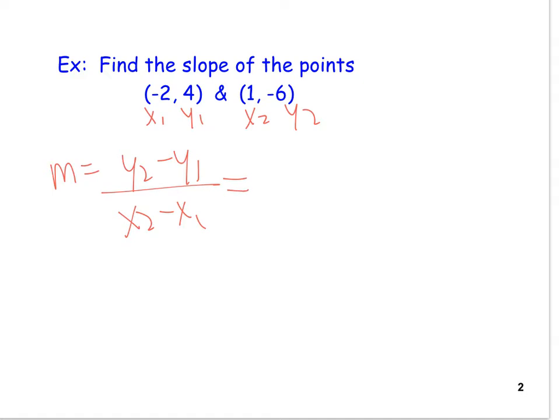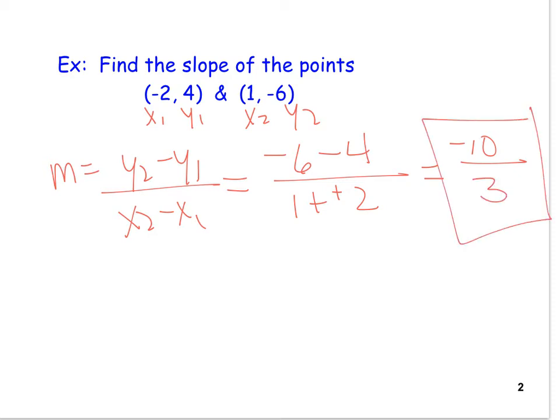And then step 3 says to plug and chug. So -6 minus 4 over 1 minus -2. So this is going to give me -10 over, double negative makes a positive 3. So my slope is going to be -10 over 3.